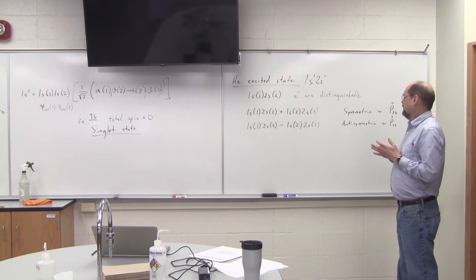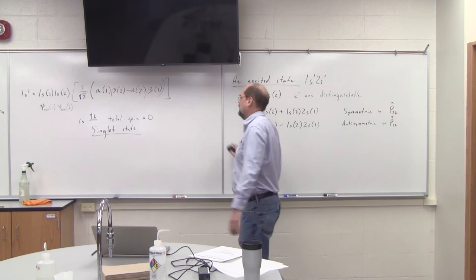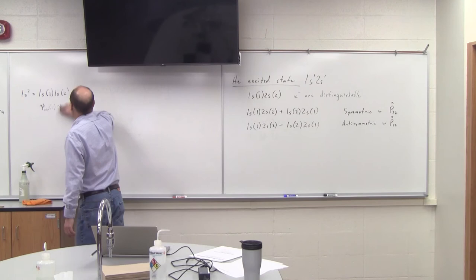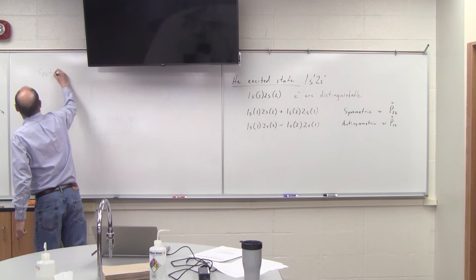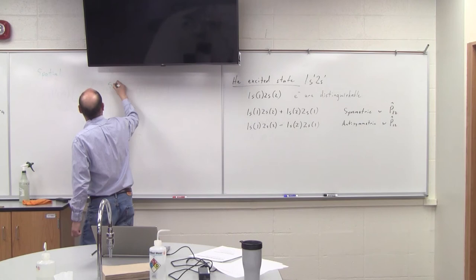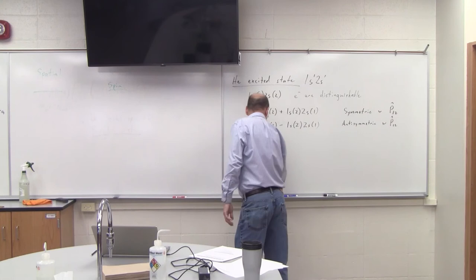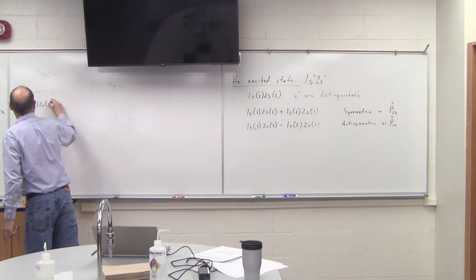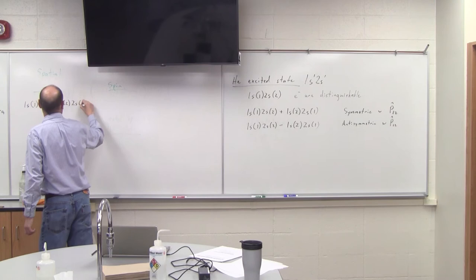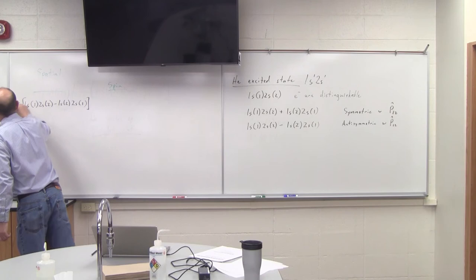So where am I going to go with this? Well, let's start with the symmetric one. If you remember, you've got somewhere in your notes, hopefully, you wrote down the different spin functions. And so I'm going to break these up into spatial and spin. So my spatial function, so 1s(1), 2s(2), minus 1s(2), 2s(1), and that is going to have a 1 over root 2 in front of it for normalization.